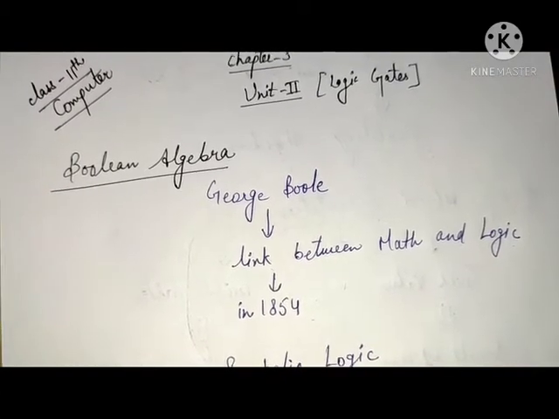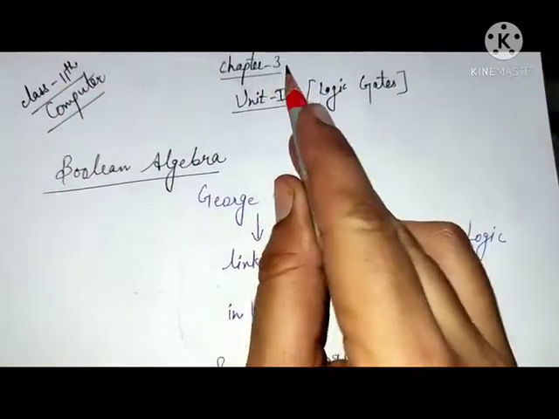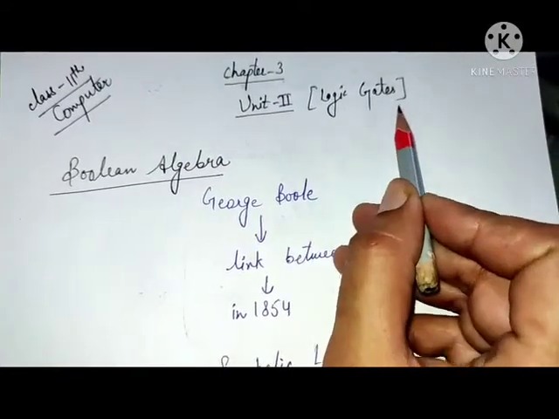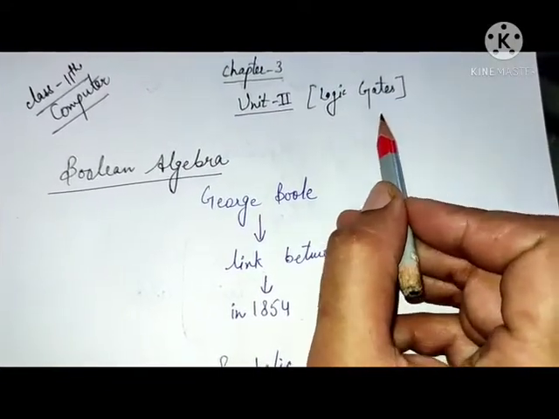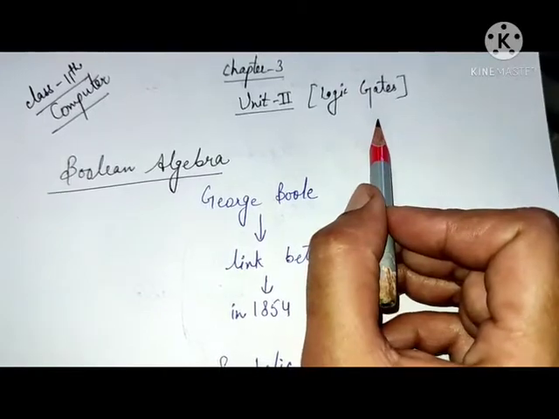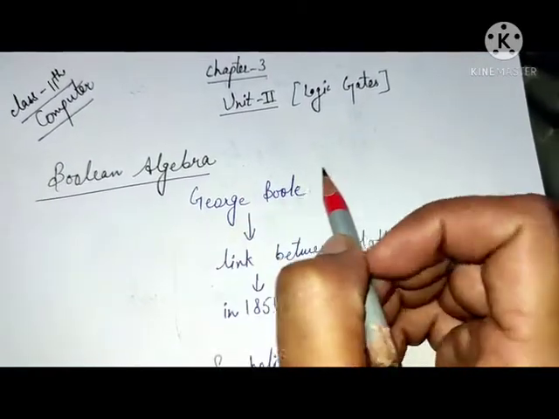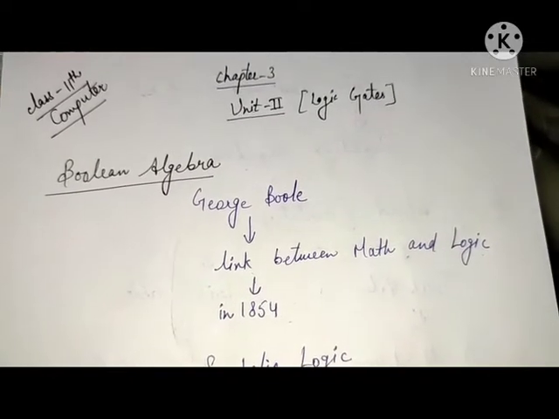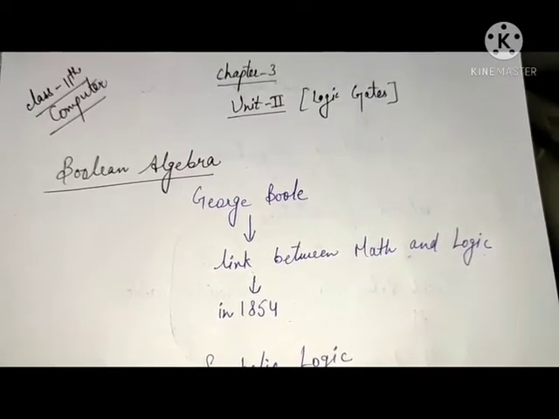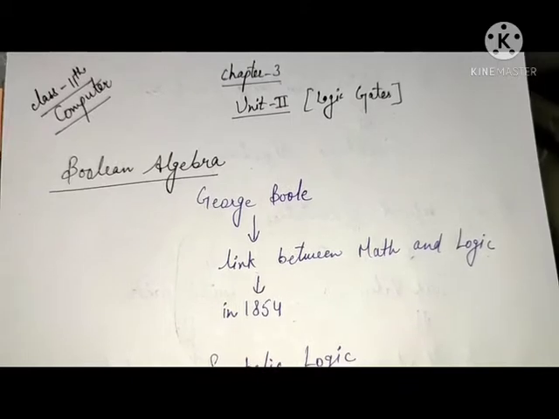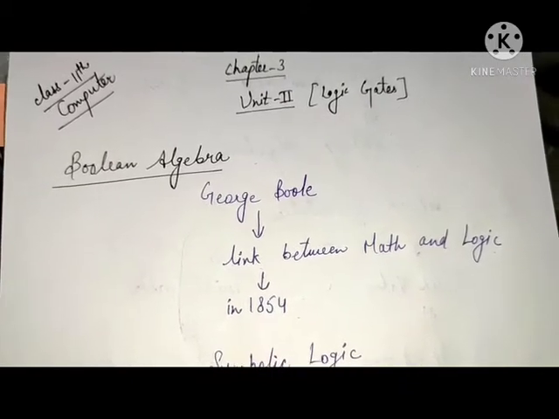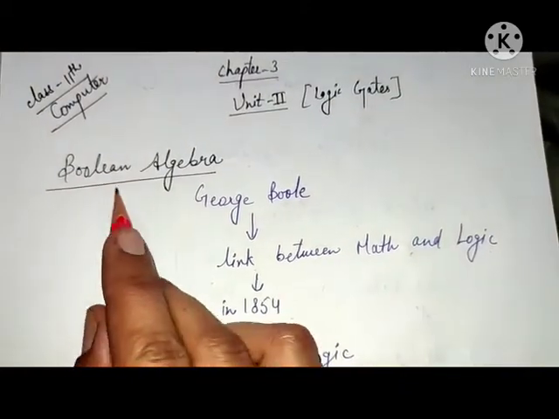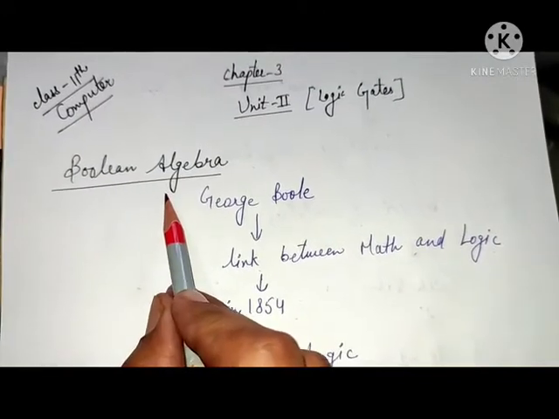So today we are going to start our second unit of the third chapter, that is logic gates. In this unit we are going to discuss the Boolean algebra as well as its laws, and we have to discuss the logic gates and how we can construct the logic circuit by using those gates. So today we are going to start our first topic, that is Boolean algebra.